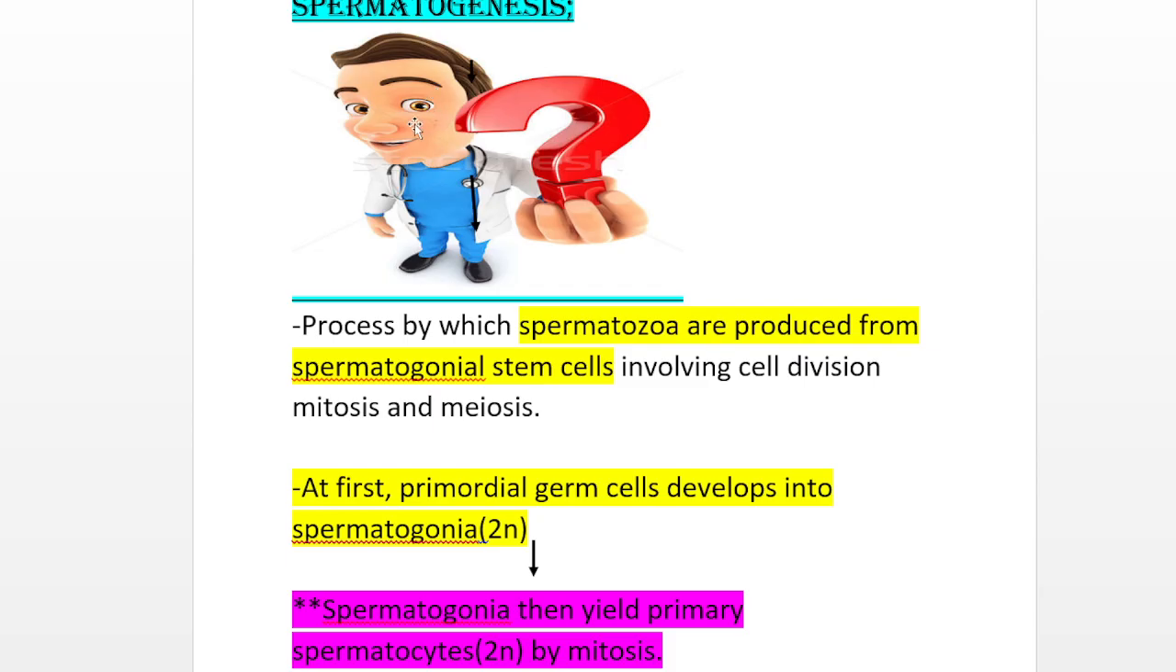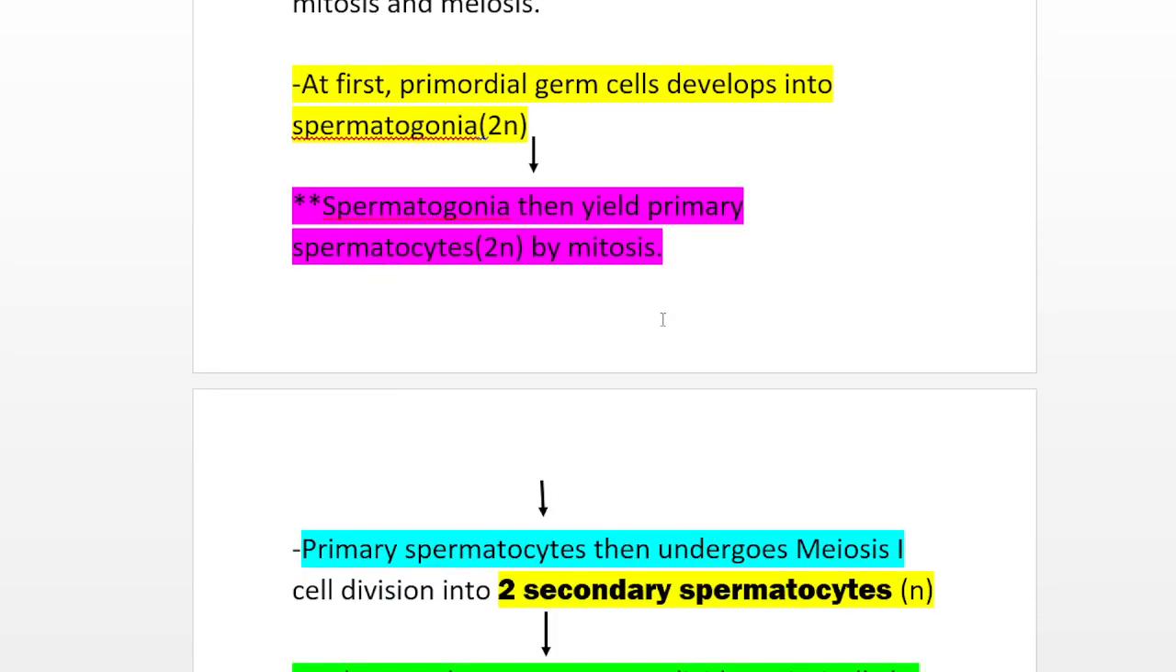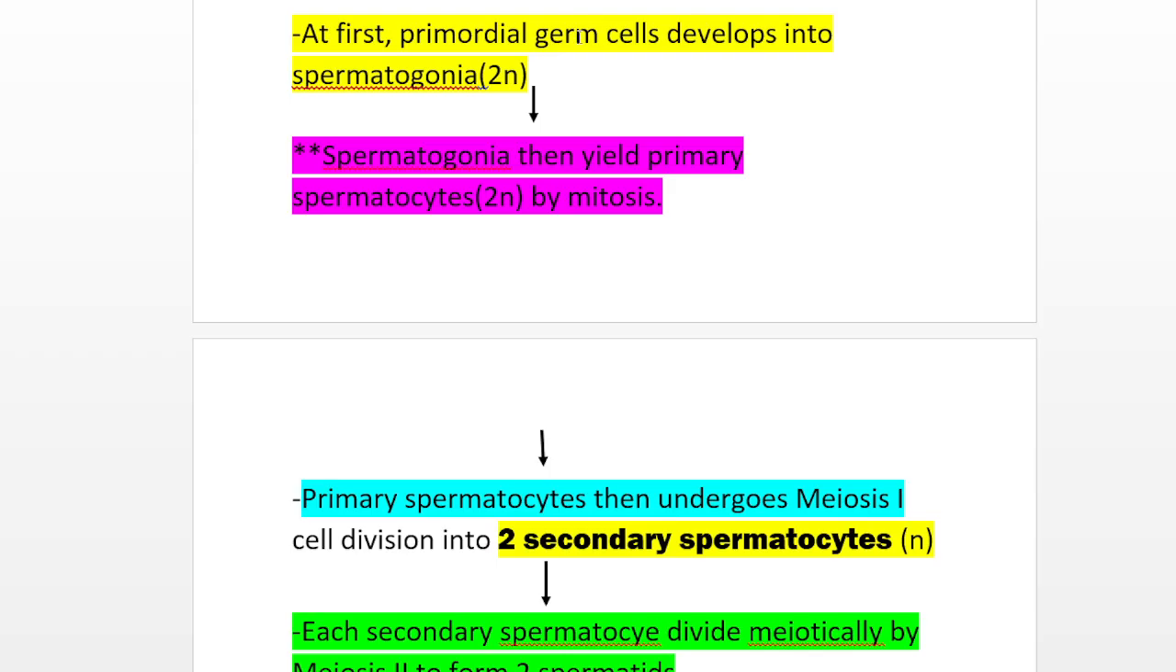So, what is spermatogenesis? The process by which spermatozoa are produced from spermatogonial stem cells, involving cell division, mitosis and meiosis, is known as spermatogenesis. It is a similar definition to that of gametogenesis, but in this case, spermatozoa are produced from the spermatogonial stem cell. What are the different steps in spermatogenesis? At first, the primordial germ cell develops into spermatogonia. Spermatogonia is a diploid structure, hence it is represented by 2n.